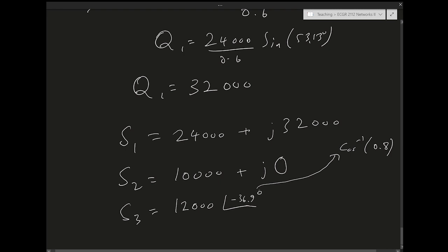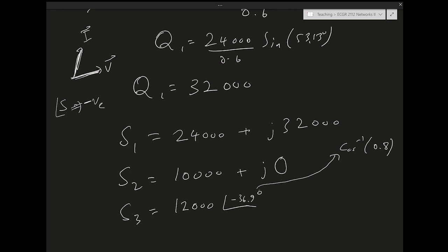Okay? And now it's leading, meaning that the current leads the voltage, meaning that when we calculate S, we take the angle of the voltage minus the angle of the current, right? But the current leads the voltage, so this angle is going to be negative, going to have a negative sign. Okay, that's why we put minus 36.9, minus cosine inverse 0.8. Right?